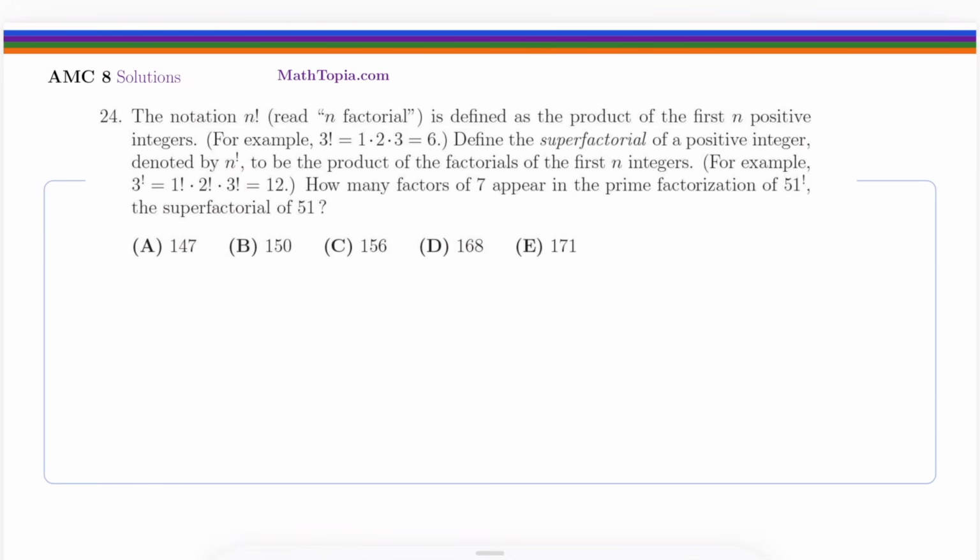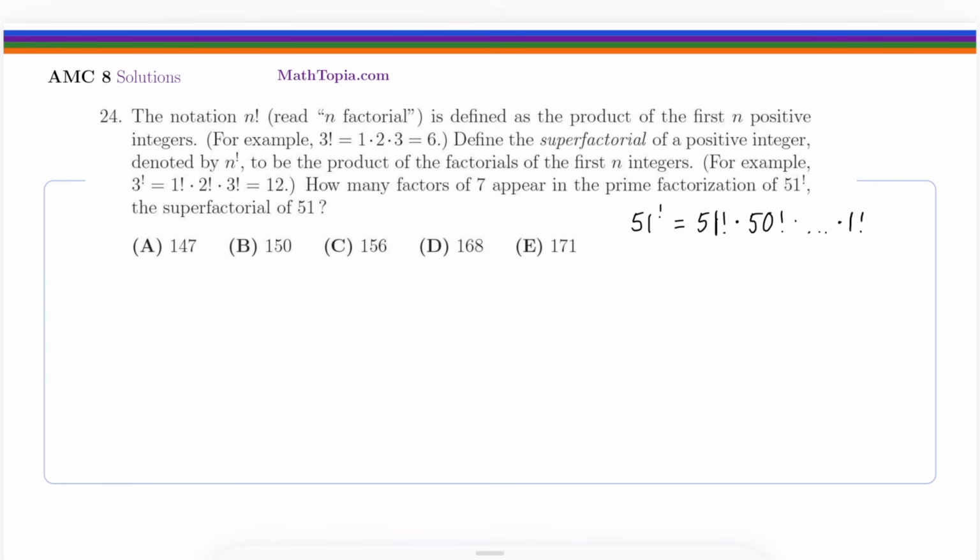The notation n factorial is defined as the product of the first n positive integers. Define the superfactorial of a positive integer, denoted by n superscript factorial, to be the product of the factorials of the first n integers. How many factors of 7 appear in the prime factorization of 51 superfactorial? So 51 superfactorial will look something like this. 51 factorial times 50 factorial all the way down to 1 factorial.